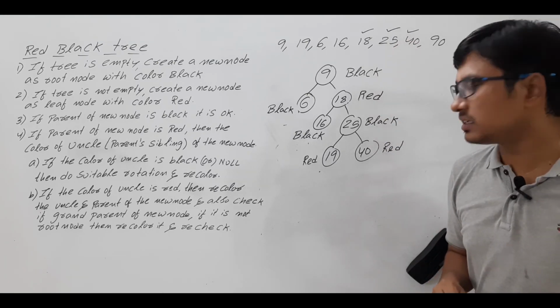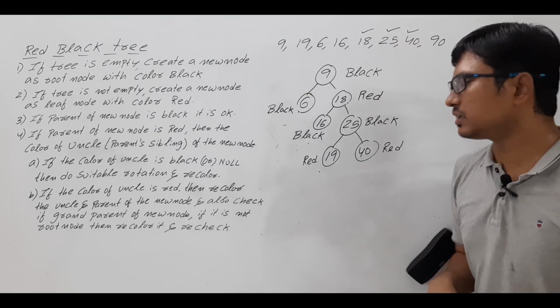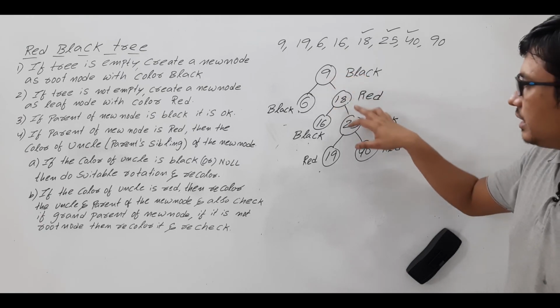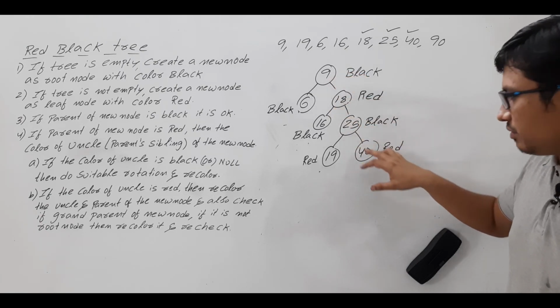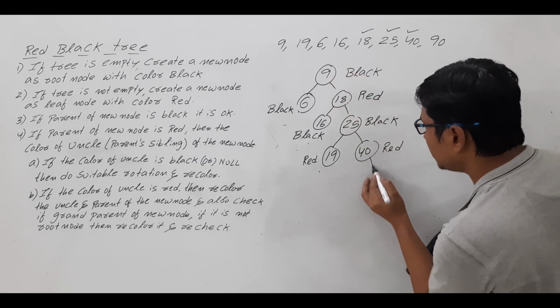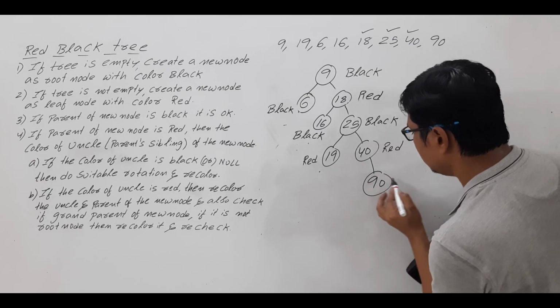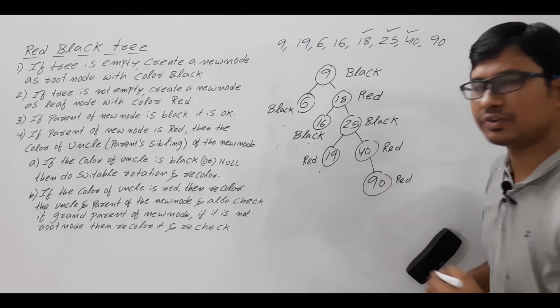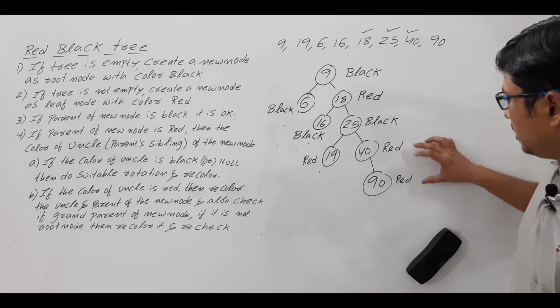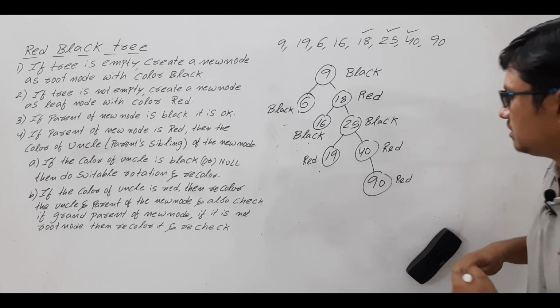Now let me insert 90. Where should I insert 90? 90 is greater than 9, greater than 18, greater than 25, greater than 40. So I need to insert 90 here, because it should satisfy the binary search tree property. Now again you need to check, this is the new node.